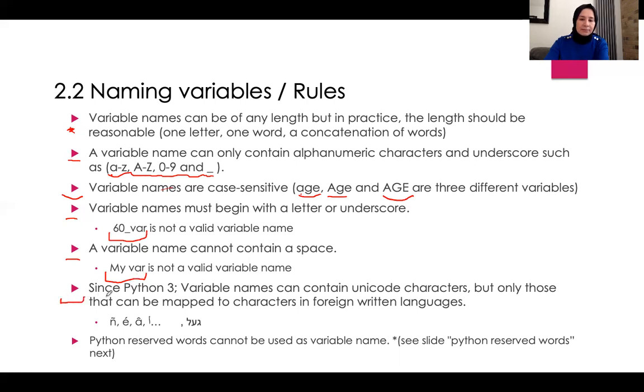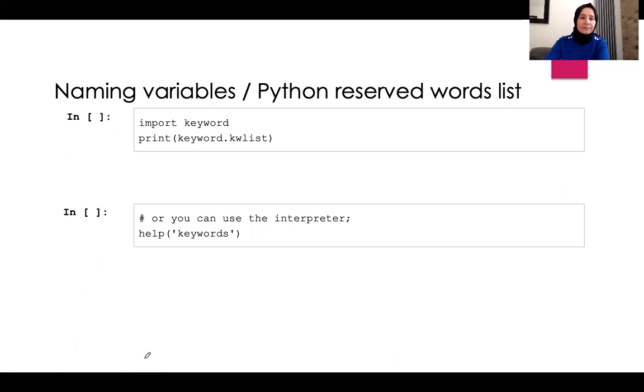And a variable name may contain some Unicode characters as well. So for example, those are some Unicode characters. Since Python 3, it's possible to use Unicode characters inside variable names. Another thing with variable names is that there are some Python reserved words, and we can't use these reserved words as a variable name. We will be looking at them in the next slide.